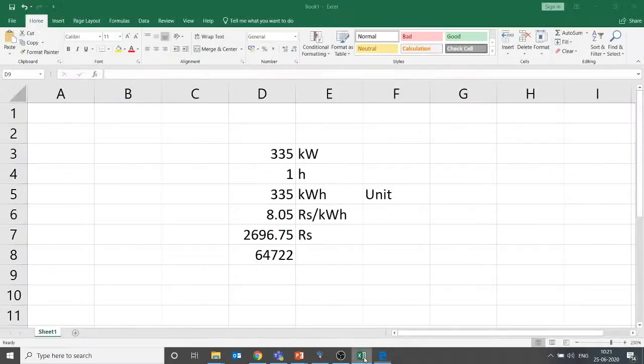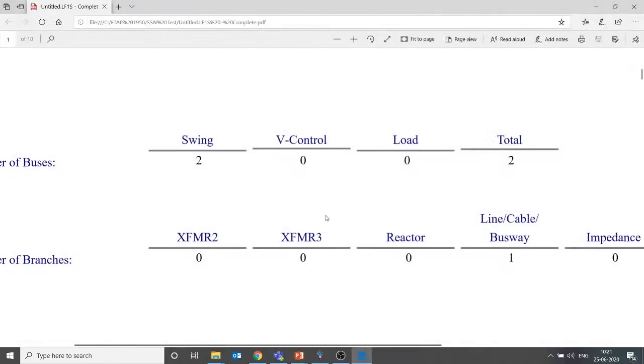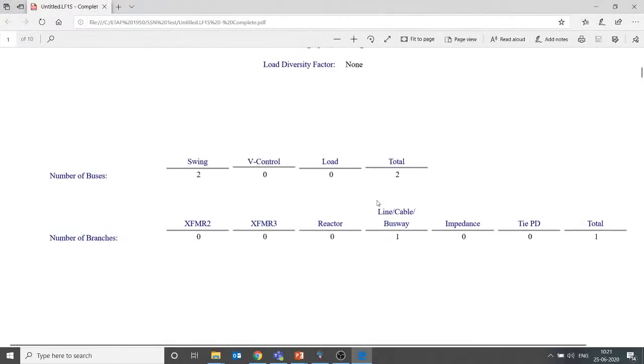Okay, somebody is telling me to close the Excel. Let me close this. I'm not sure whether it will solve the purpose. If it solves, that's great. Okay, so swing buses are 2, so that means multiple slack buses are possible.